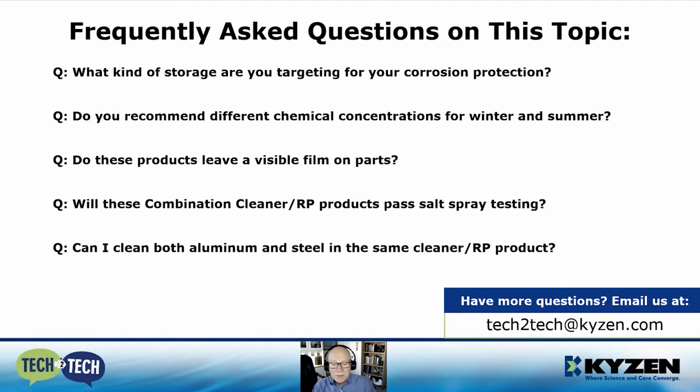Do these products leave a visible film on parts? They can, depending on what the concentration is that you're running and how long you need protection for. For most cast parts where you have a rough surface, you don't see the corrosion inhibitor left behind, but you will see the RP left behind on a very shiny machine surface, a stamped part. Usually it looks like a very mild or slight white film, or can appear to be similar to water spots, if you will.